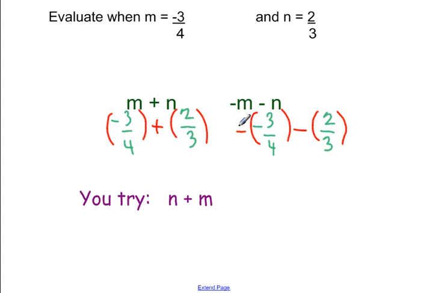I'm not going to finish solving these. That's for you to go ahead and try. And if you finish, here's one more for you to set up and try on your own.